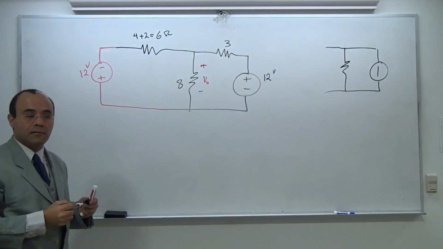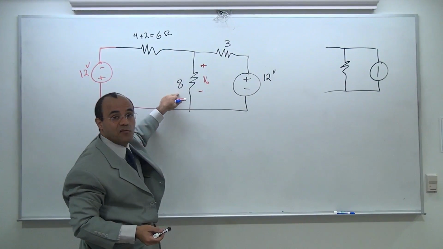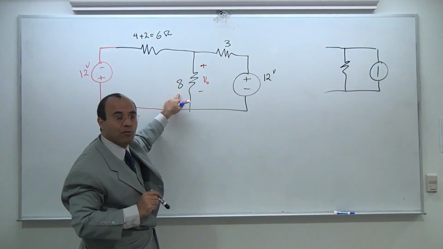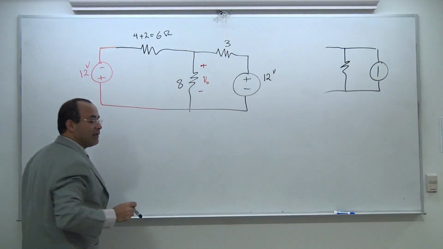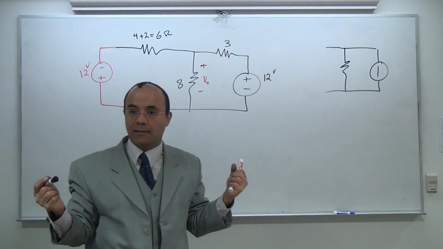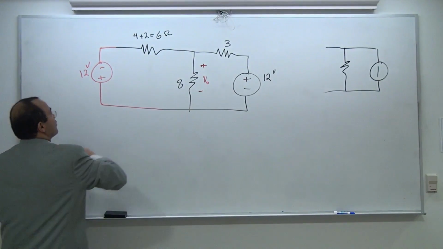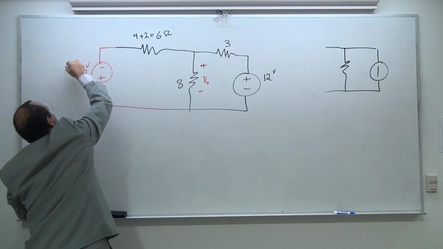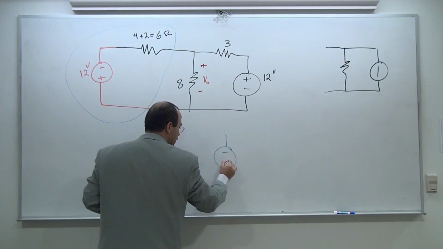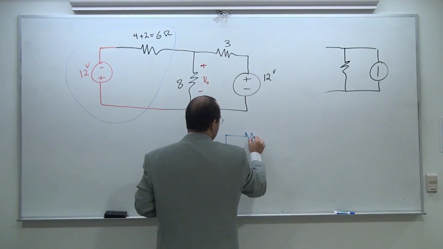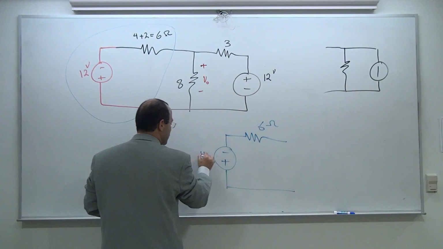Now I'm stuck. Is 6 ohm in parallel with 8 ohm? No. Are they in series? No. But I'm happy to report that there is a 12 volts and a 6 ohm in series. And that's my pair, and I can take this and replace it with the new structure. I'm going to replace this with the new structure. In your mind, this is what you're going to see, separately, individually, in front of you. This is what you're seeing.